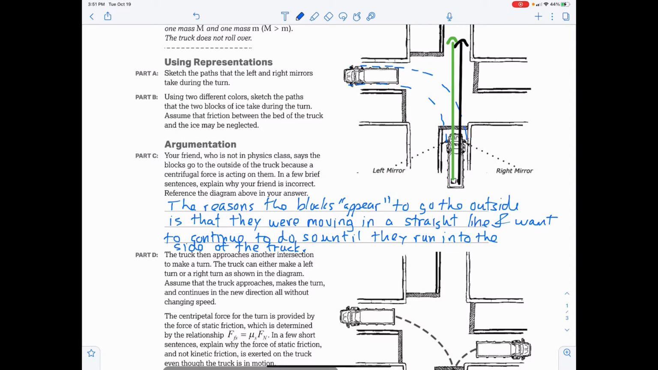The reason both blocks appear to go to the outside is that they were moving in a straight line. And according to Newton's first law, all objects in motion want to stay in motion unless a net force accelerates that, meaning speeds up the object, slows it down, or in this case, changes direction. So the blocks of ice are basically going in a straight line. And since there is no net force to change their direction along with the truck, they keep going in a straight line. It appears as though they go to the right or move to the outside of the truck, when in reality, they're just simply going straight and the truck is moving to the left out from under them.